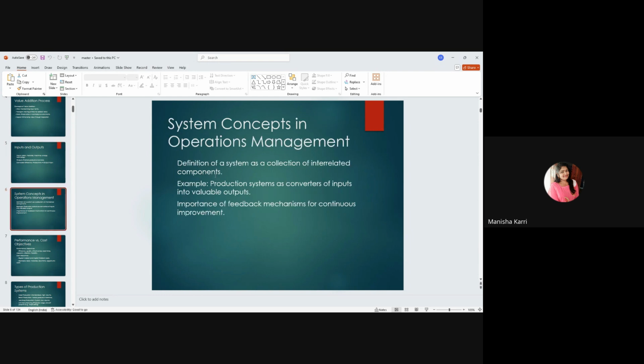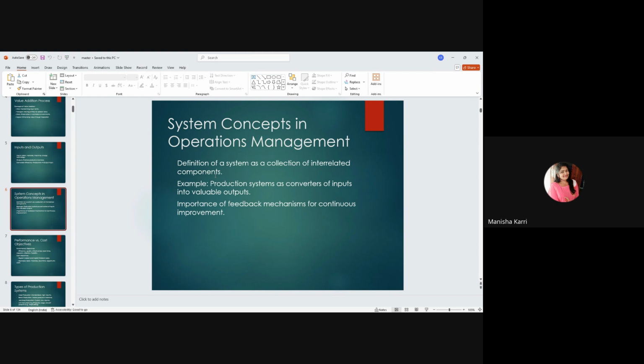Coming to the next one, which is system concepts in operations management. Generally, what is a system? A system is a group of related parts or components that work together to achieve a specific goal. In operations management, these systems ensure that the process of turning inputs into outputs is efficient and effective.